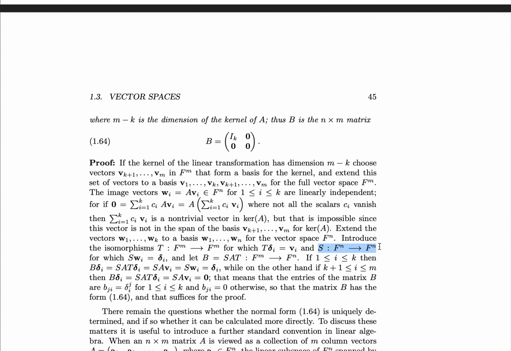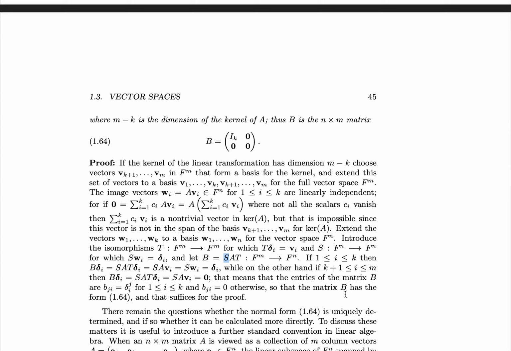And then you do another coordinate transformation S, which takes the w_i's. Remember, the w_i's were defined to be the images of the first k vectors, so you send each of these to delta_i, and then you extend, taking the rest of them from k plus 1 up to n and sending those to each of the remaining basis vectors. Note that this will form a full standard basis for F^n. Now we let B equal SAT, which is a map from F^m to F^n, because the first one is a coordinate transformation, then the actual transformation, and then another coordinate transformation.